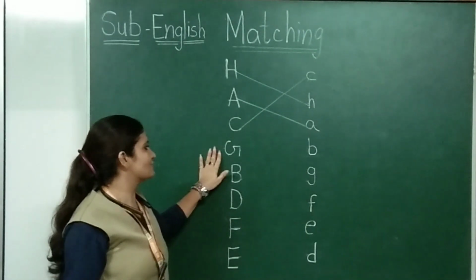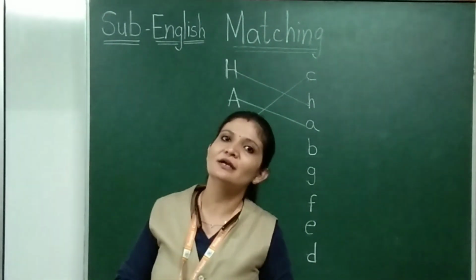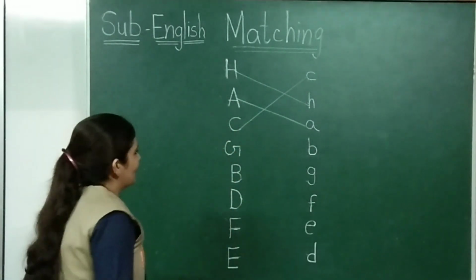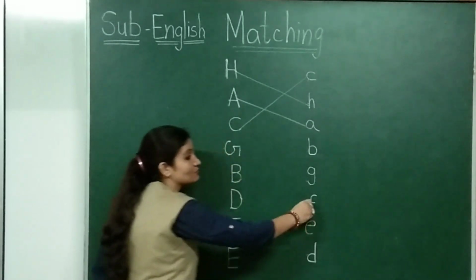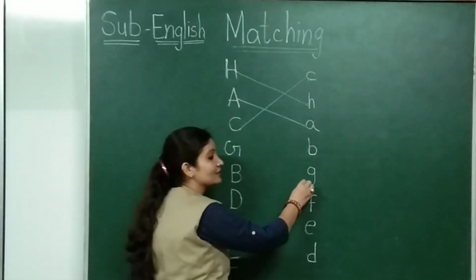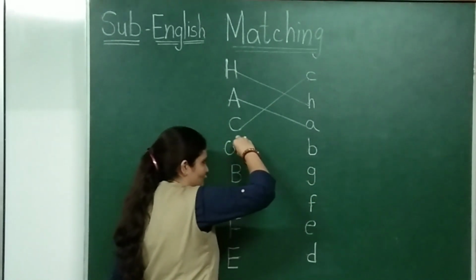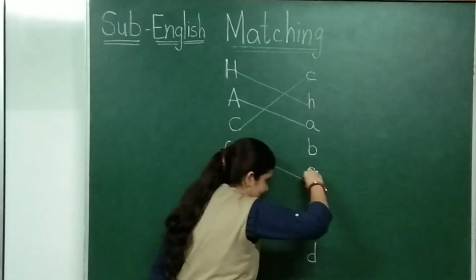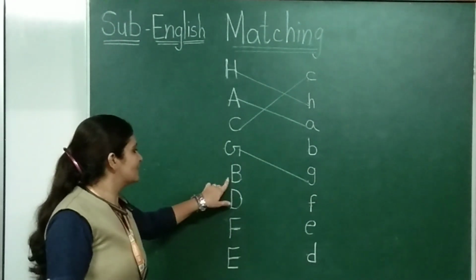Now which letter is this? Yes, capital G. G for goat. Now, where is small g? This one? No, this is small f. So, where is small g? This one? Yes, this is small g. Now, we have to draw one line. Yes, like this.